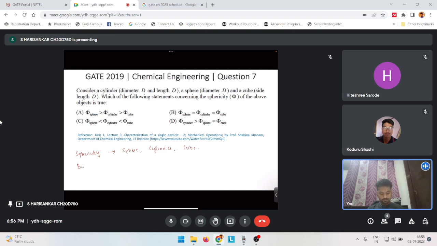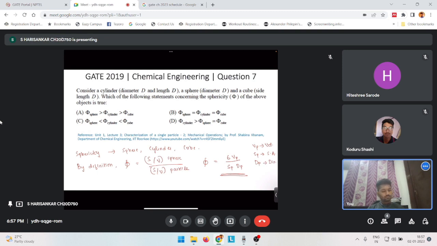Also, by definition, sphericity phi can be defined as the surface to volume ratio of a sphere by the surface to volume ratio of the particle. And the general formula for sphericity can be represented as 6 Vp by Sp dP, where Vp is the volume of the particle, Sp is the surface area of the particle, and dP is the diameter of the particle.